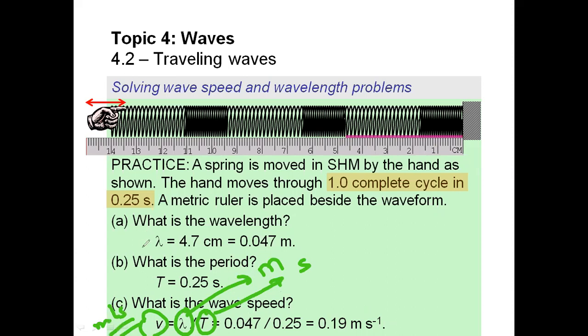For example, in the first one, the question was, what is the wavelength? And we found 4.7 centimeter. So in the equation, I couldn't use 4.7. Why? Because the wavelength unit must always be in meter. So that's why we changed into meter. So let's continue.